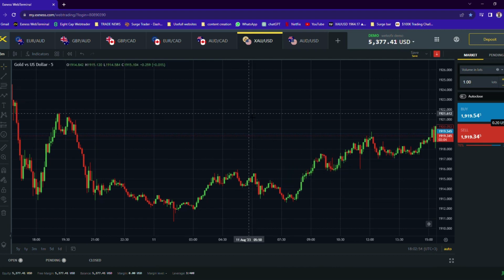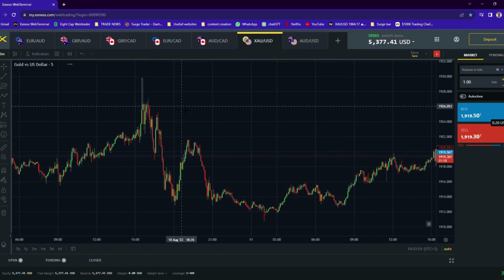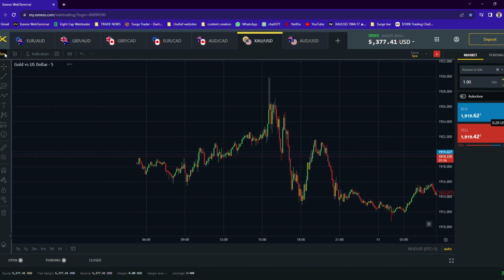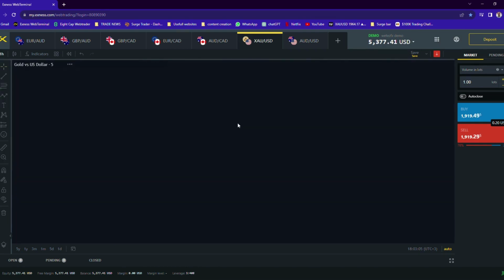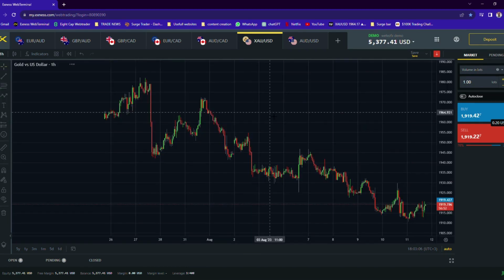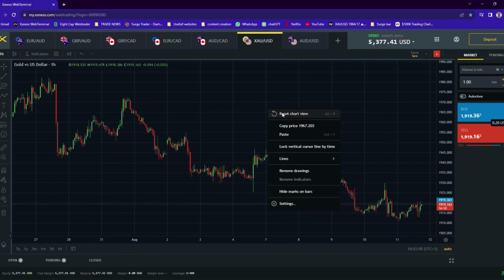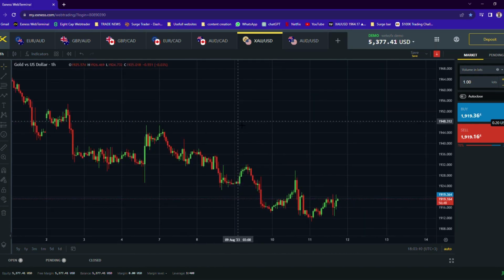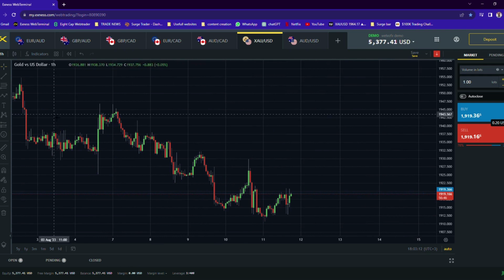So we are going to use gold as our example, and we are going to try and look for where exactly we find those scalp opportunities. For example, in a currency like gold, where do you find those scalp opportunities? So let's try and jump right in, guys.